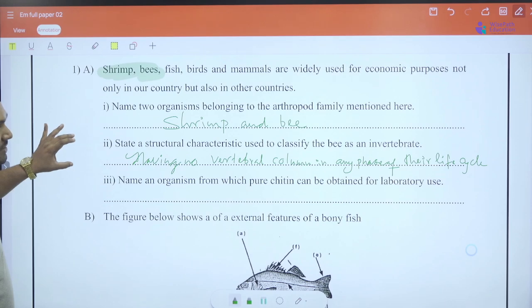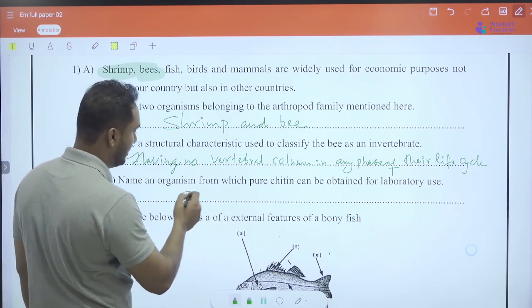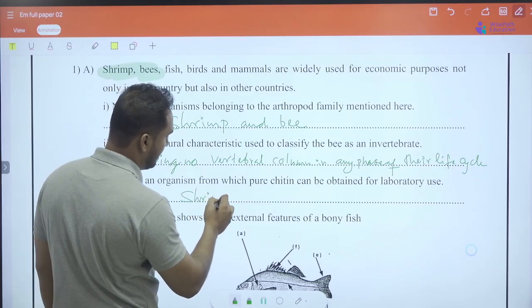Name an organism from which pure chitin can be obtained for laboratory use. That is shrimp, right? That's shrimp. Now these are easy.